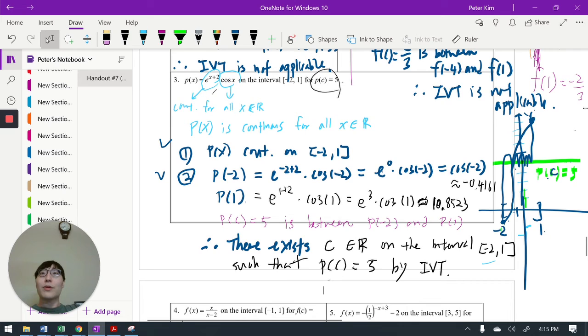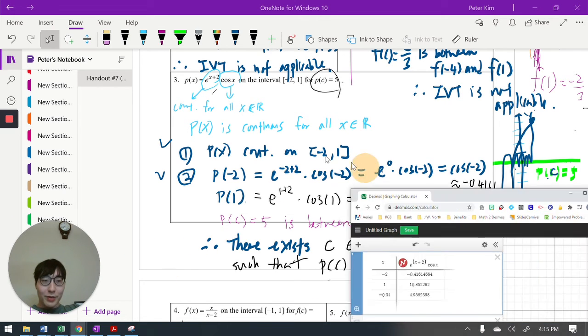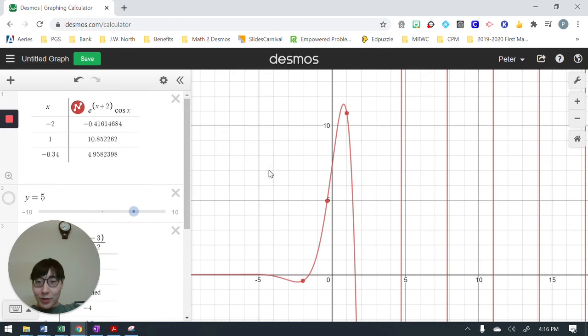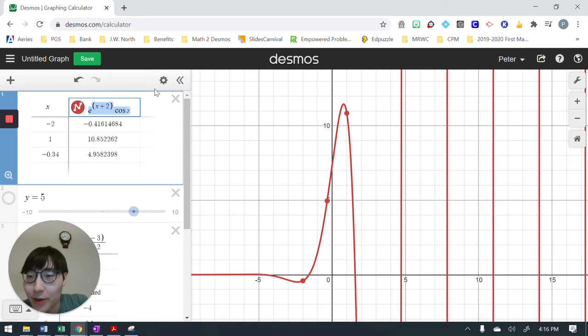Of course, you don't have to use a graph to prove anything if you know the IVT, but visuals always help. So here, I already graphed this out, e to the x plus 2 times cosine of x, which was the equation of the function for number 3, right? And here, you see how I created a table? How do you create a table again? In case you folks want to learn that again, it will be something like this.